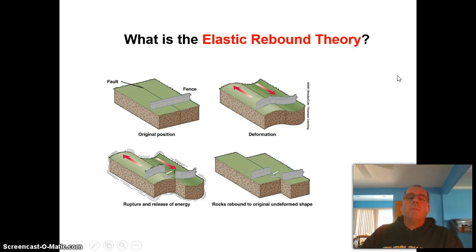So first off, you have the crust moving in opposite directions. Energy is stored. It's kind of like a rubber band being stretched. And then all of a sudden, the energy is released. And when that release of energy occurs, you get a trembling or a shaking. So it's called elastic rebound.